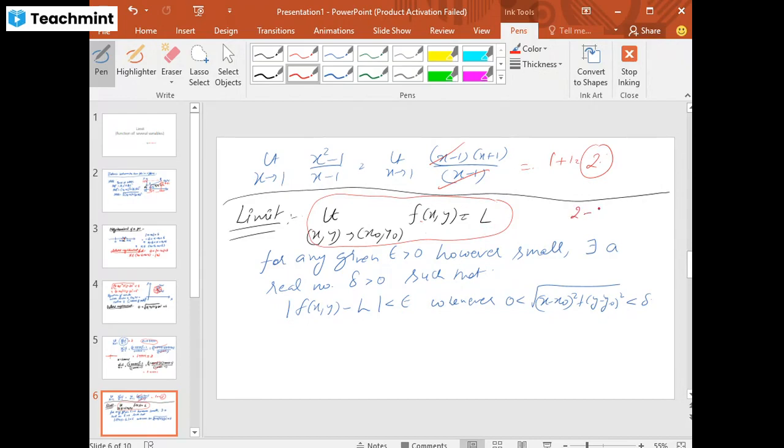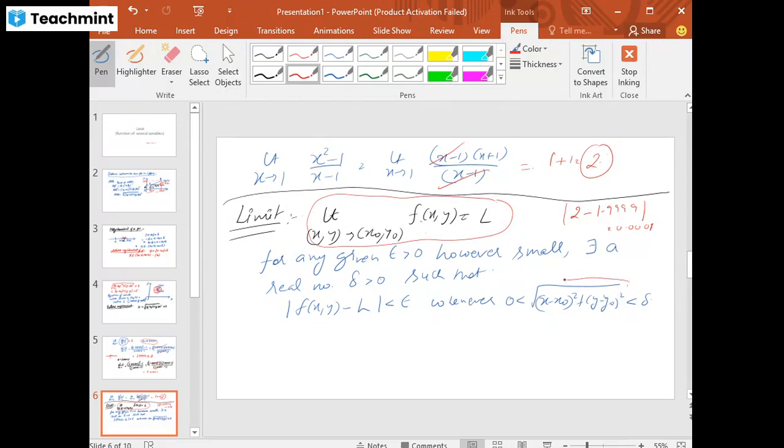So when we say that the difference between the two numbers is very small, for example, I say that 2 and 1.9999. So what is the difference between these two? It is 0.0001. So this is a very small number. So I'm saying that the difference between these two numbers is very small when the square root of (x minus x naught) square plus (y minus y naught) square is less than delta.